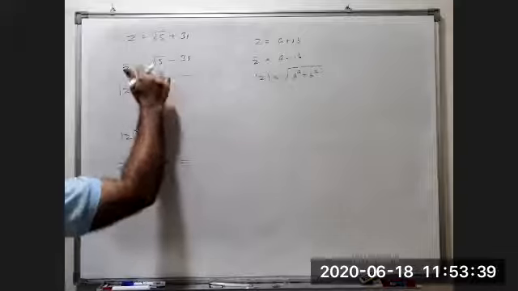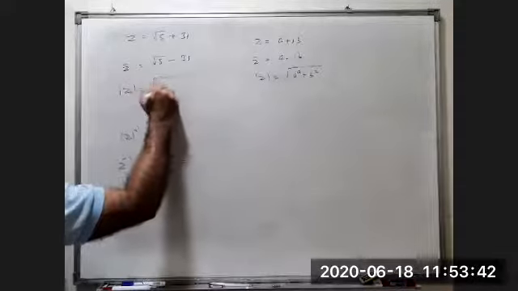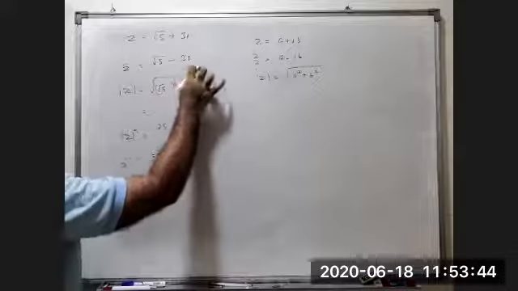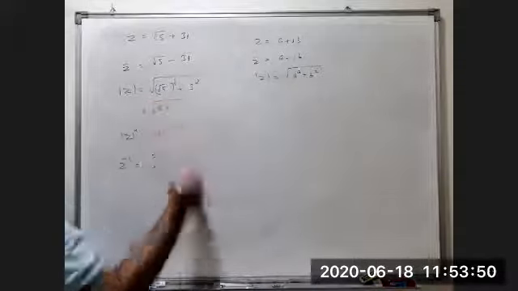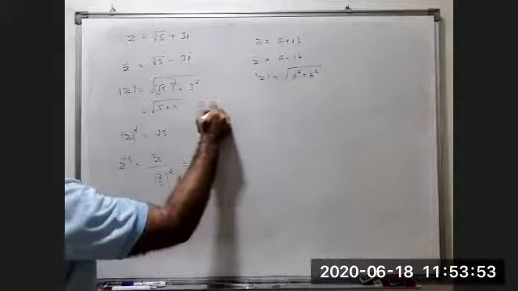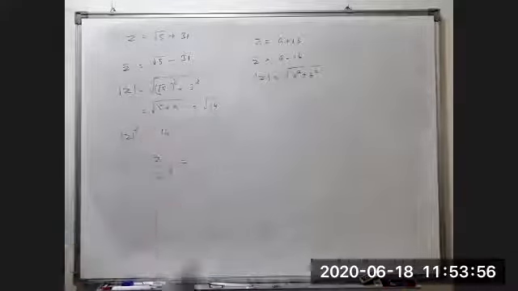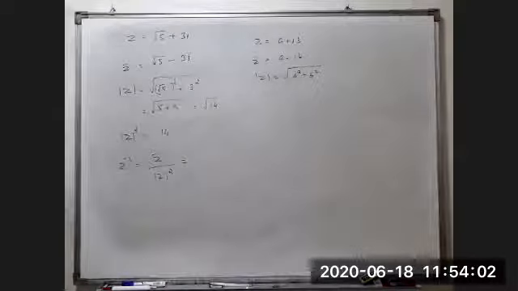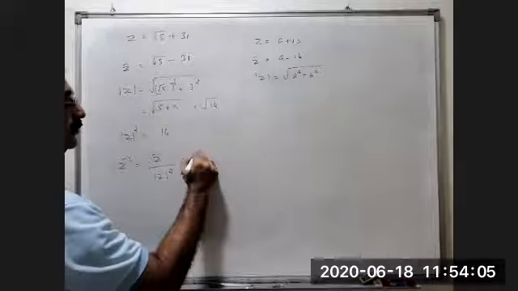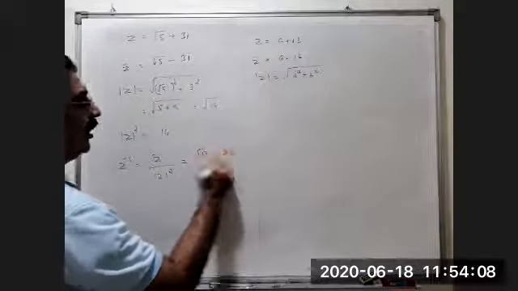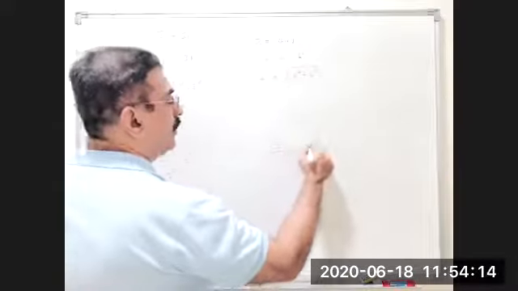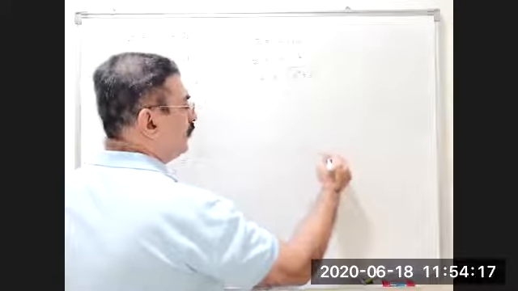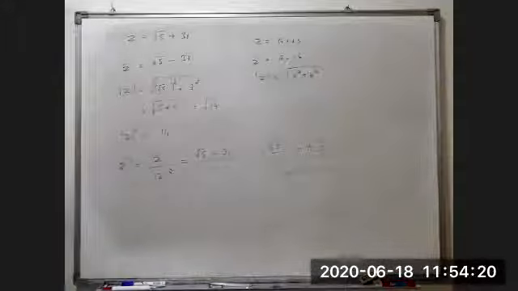Modulus of z is root of root 5 square plus 3 square. Root 5 square is 5 plus 9, which is root 14. So modulus square will be 14. Then z bar, root 5 minus 3i by 14, which is root 5 by 14 minus i into 3 by 14. Next one.